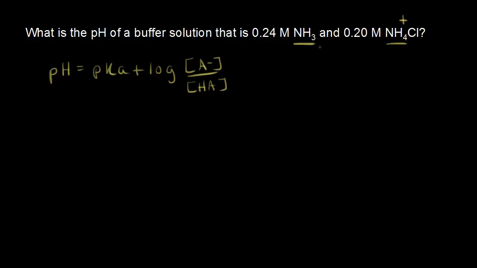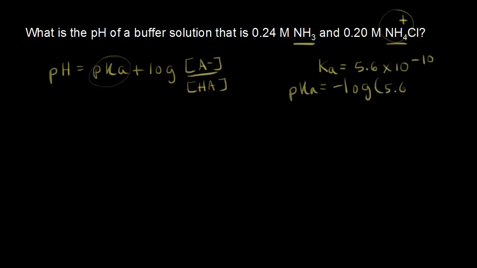So the first thing we need to do if we're going to calculate the pH of our buffer solution is to find the pKa, right? And our acid is NH4 plus. Let's say we already know the Ka value for NH4 plus, and that's 5.6 times 10 to the negative 10. To find the pKa, all we have to do is take the negative log of that. So the pKa is the negative log of 5.6 times 10 to the negative 10.